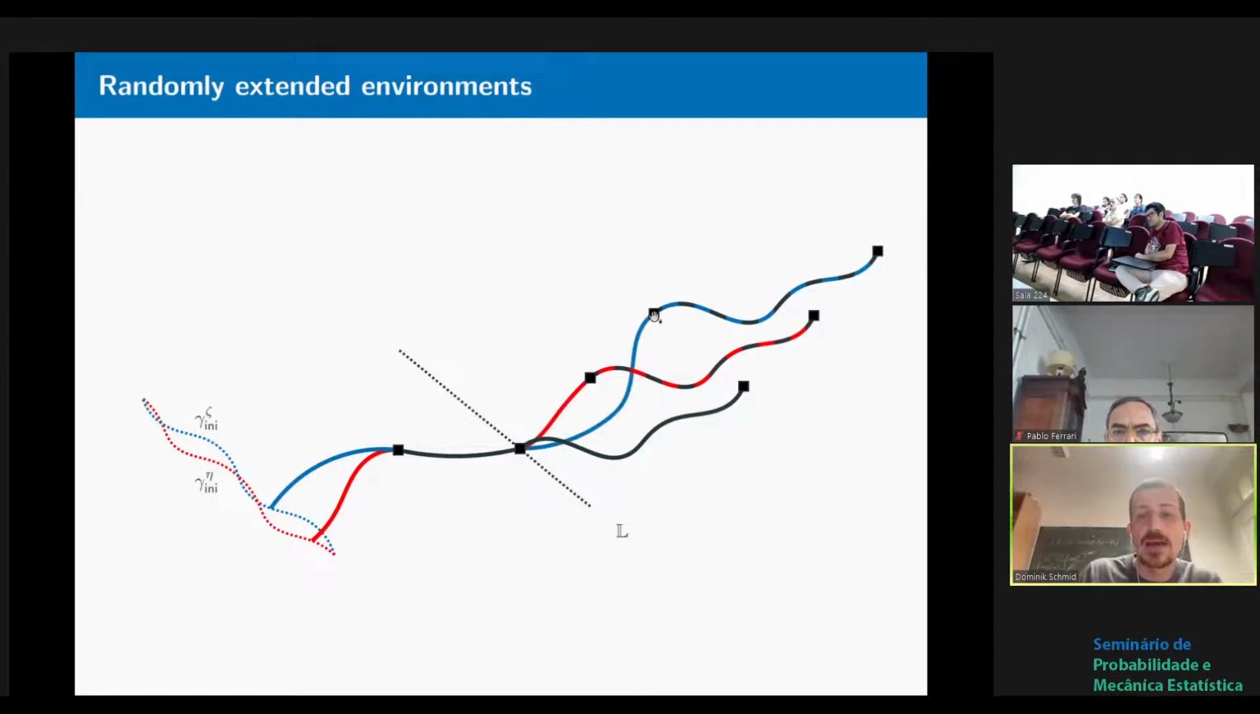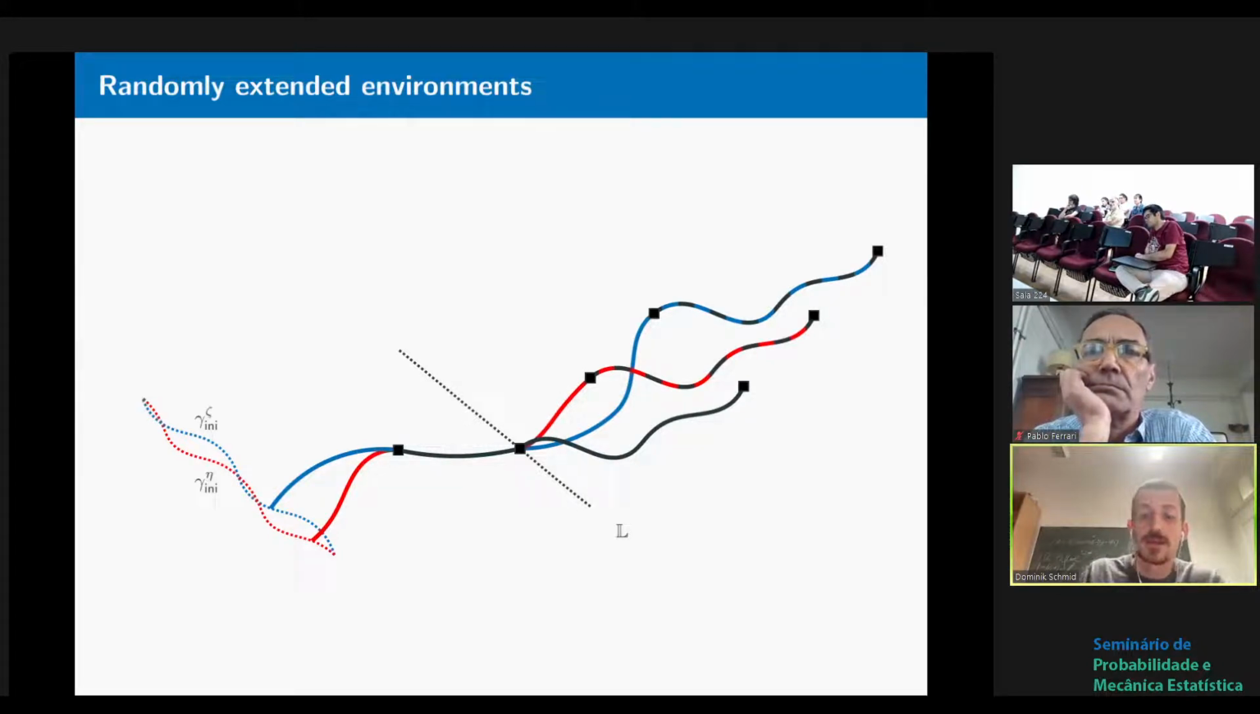And what we then need to do is control, by inserting this extra number of rows into the environment, how much extra weight did we create for the geodesics? So we need to control how much we changed the last passage times by inserting these random numbers of rows. But again, using moderate deviation results for last passage times, this is something which we can handle in this case.